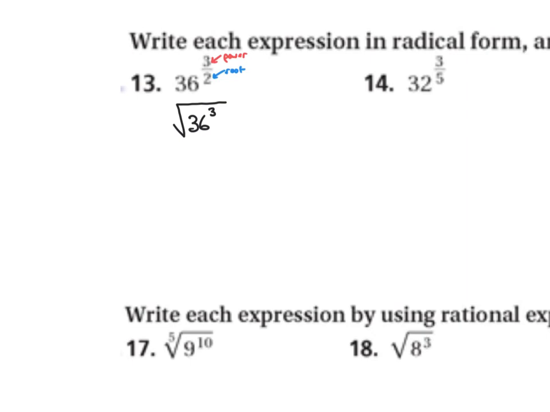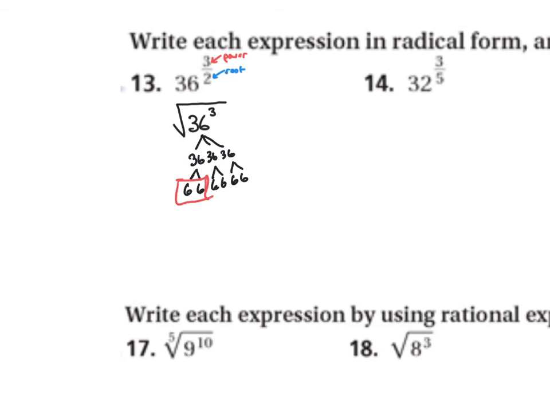First thing you'd want to do, though, is find what 36 cubed is. But 36 cubed is going to be 36, 36, 36. And then we can go 6 and 6, 6 and 6, 6 and 6. And I can actually stop right here.